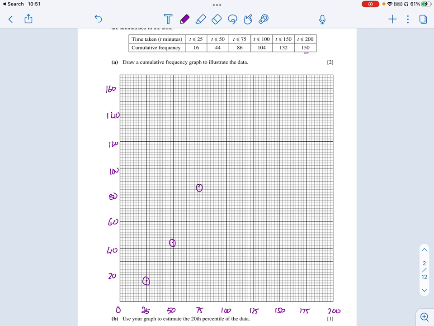And for 100, it is 104. Each line is 2, because the gap is 20. So the gap is 10, and the gap is filled by 20. So 10 times 2 is 20. So each line indicates 2. And for 150, it is 132. And finally, for 200, it is 150. So draw a cumulative frequency graph curve over here.